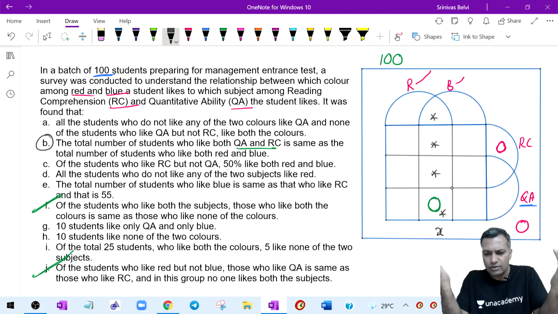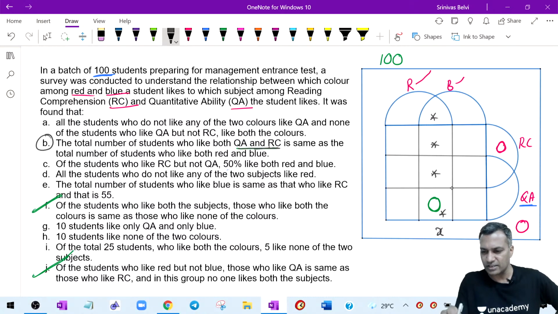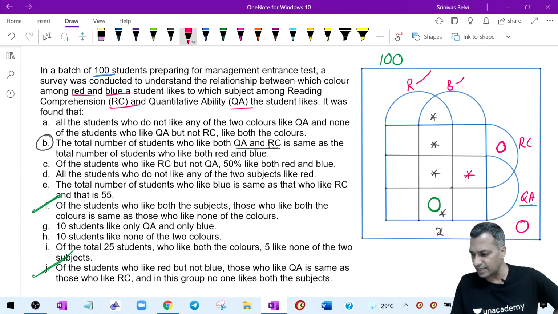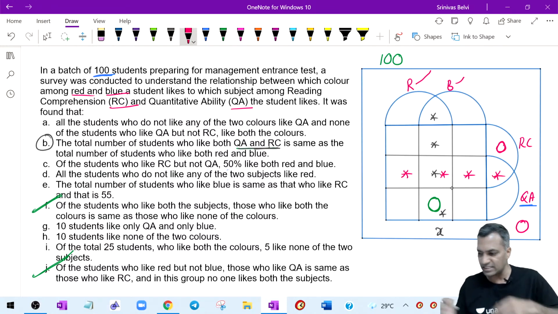While reading, you will understand what it is trying to say. What is he trying to say? The total number of students who like QA and RC. Where are the guys of QA and RC? These are the guys in red color. These are the people with QA and RC. That red color star line is called who like QA and RC.